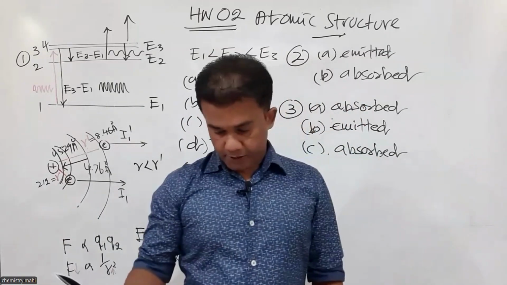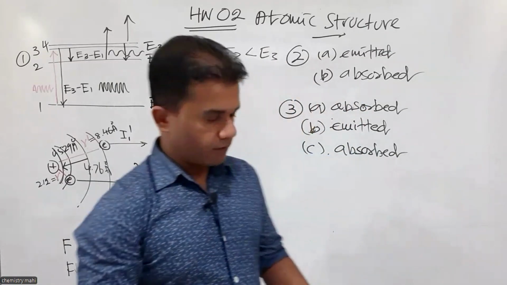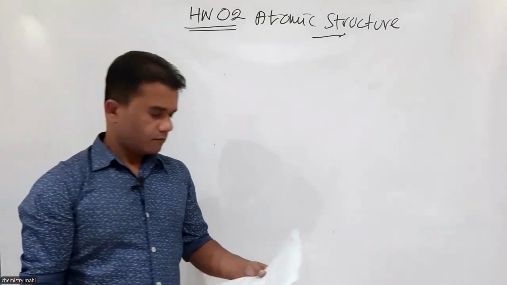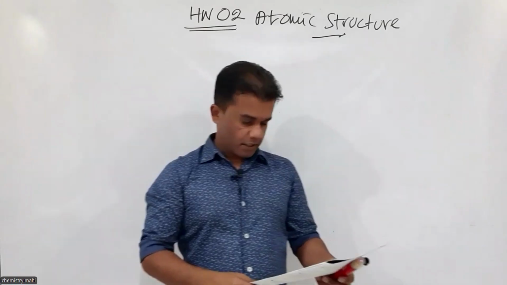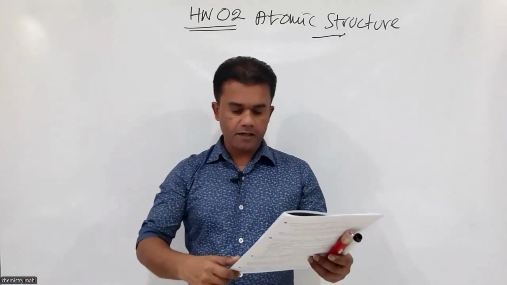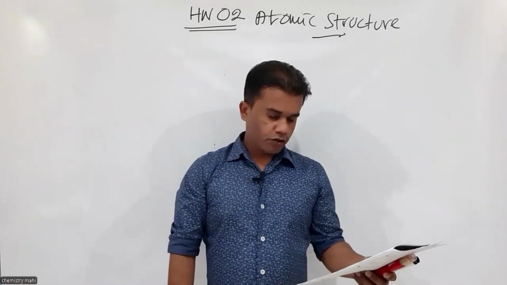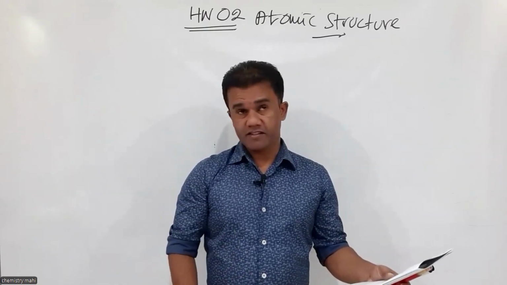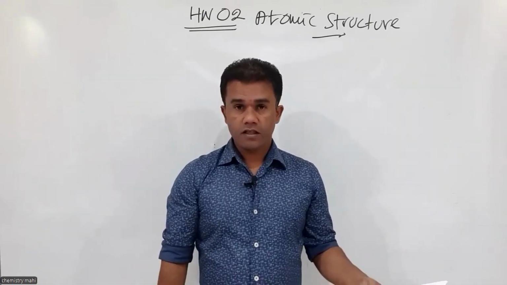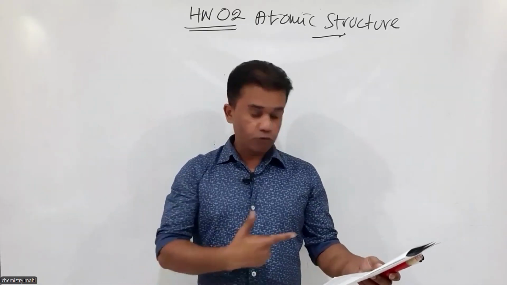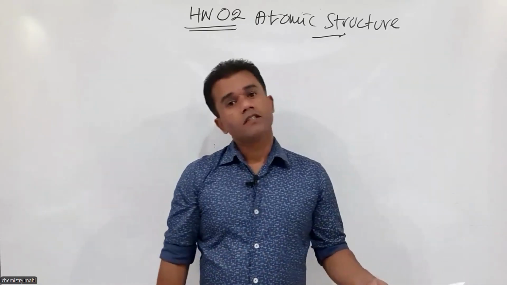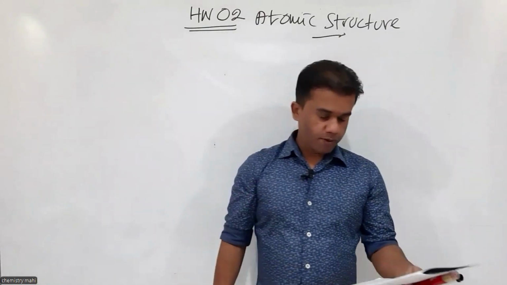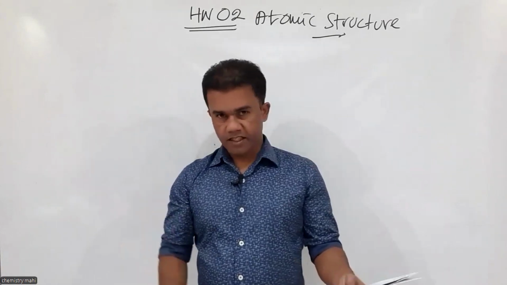Question number 4 has some calculation also, so we'd better have a new board. I'm going to erase this. Certain elements emit light of a specific wavelength when they are burned. Historically, chemists used such emission wavelengths to determine whether specific elements were present in a sample. This is called the flame test in inorganic chemistry. We will learn that later. You need to remember the colors. For example, sodium gives yellow, copper gives green, barium gives light green, and so on.